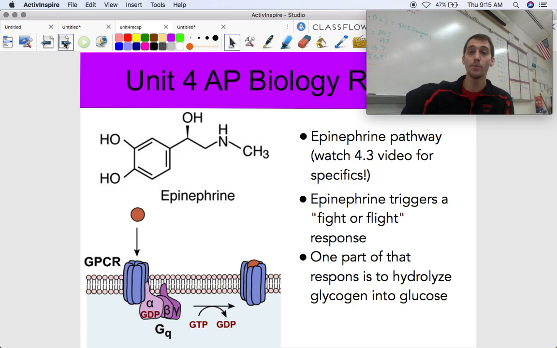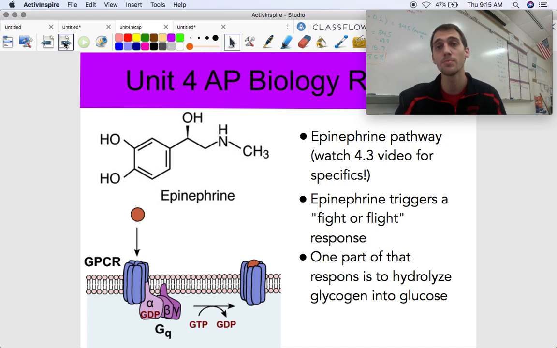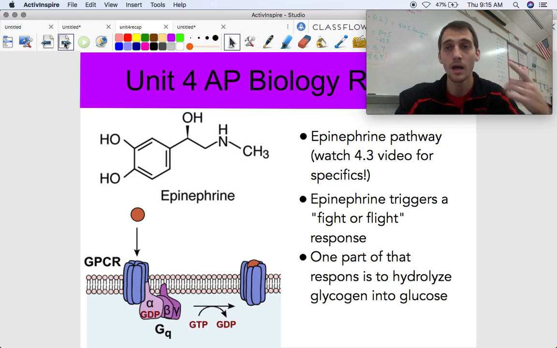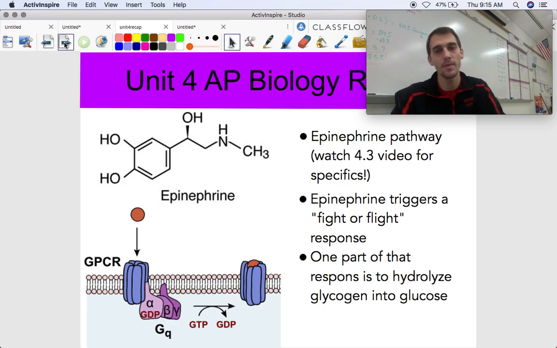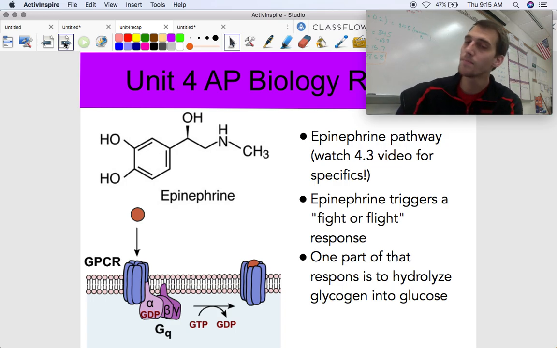So what we're going to briefly talk about here, to see these kinases and second messengers and receptors, GPCRs, in action, is the epinephrine pathway. I shouldn't say specifically because I go over it specifically in the 4.3 video. So if you want specifics for it, go there because I'm going to kind of gloss over it in this video. But as I said before, epinephrine triggers a fight or flight response.